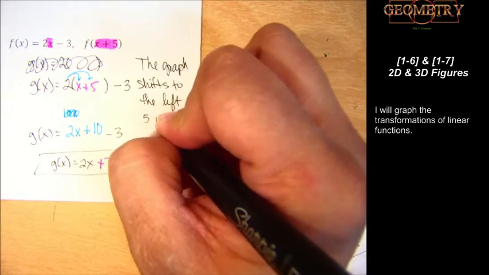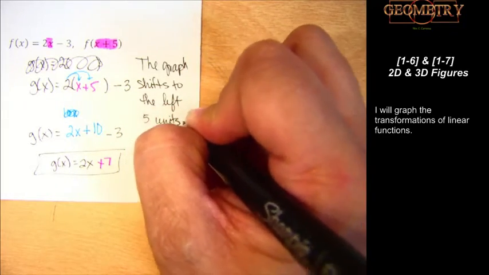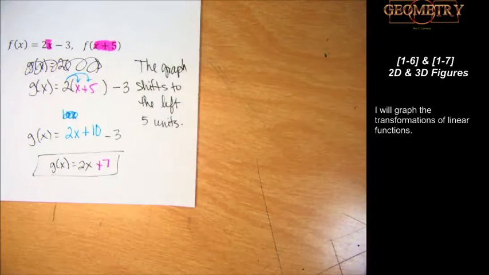5. Period. I started with a capital, I ended with a period. It's a complete sentence. It's not a fragment or a run-on or any of those wonderful English terms that I did not keep in here. G of x is a translation that shifts to the left 5. Oh, that would be beautiful.